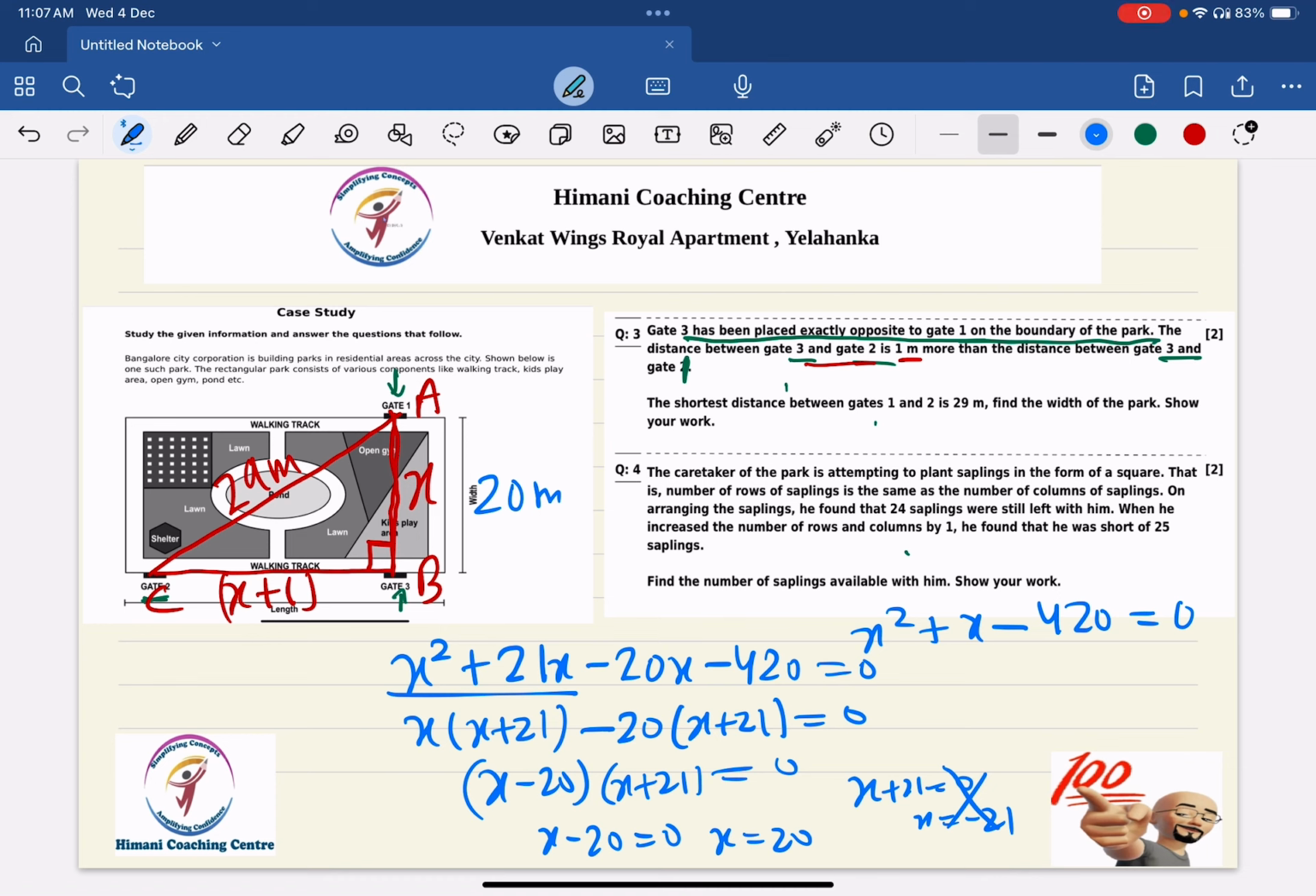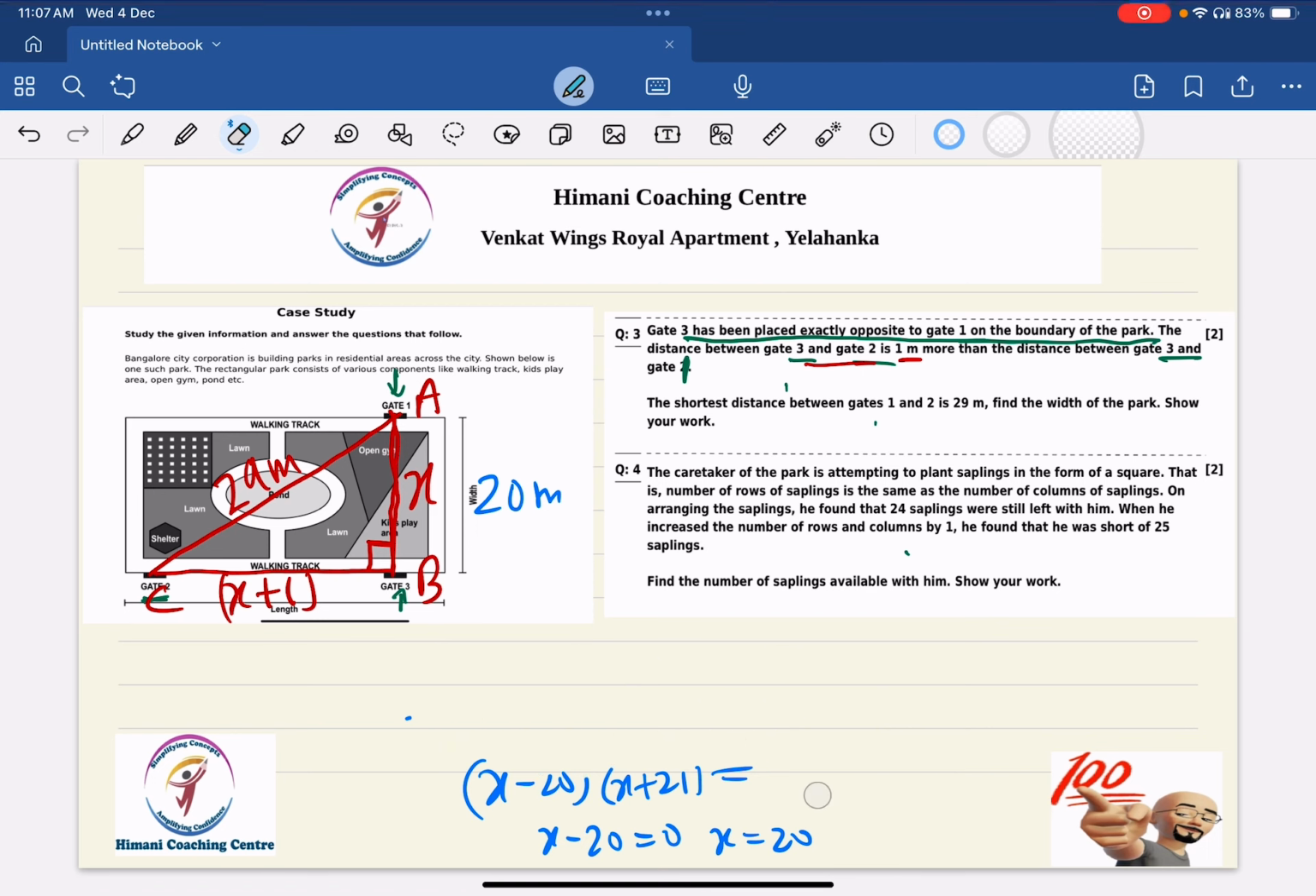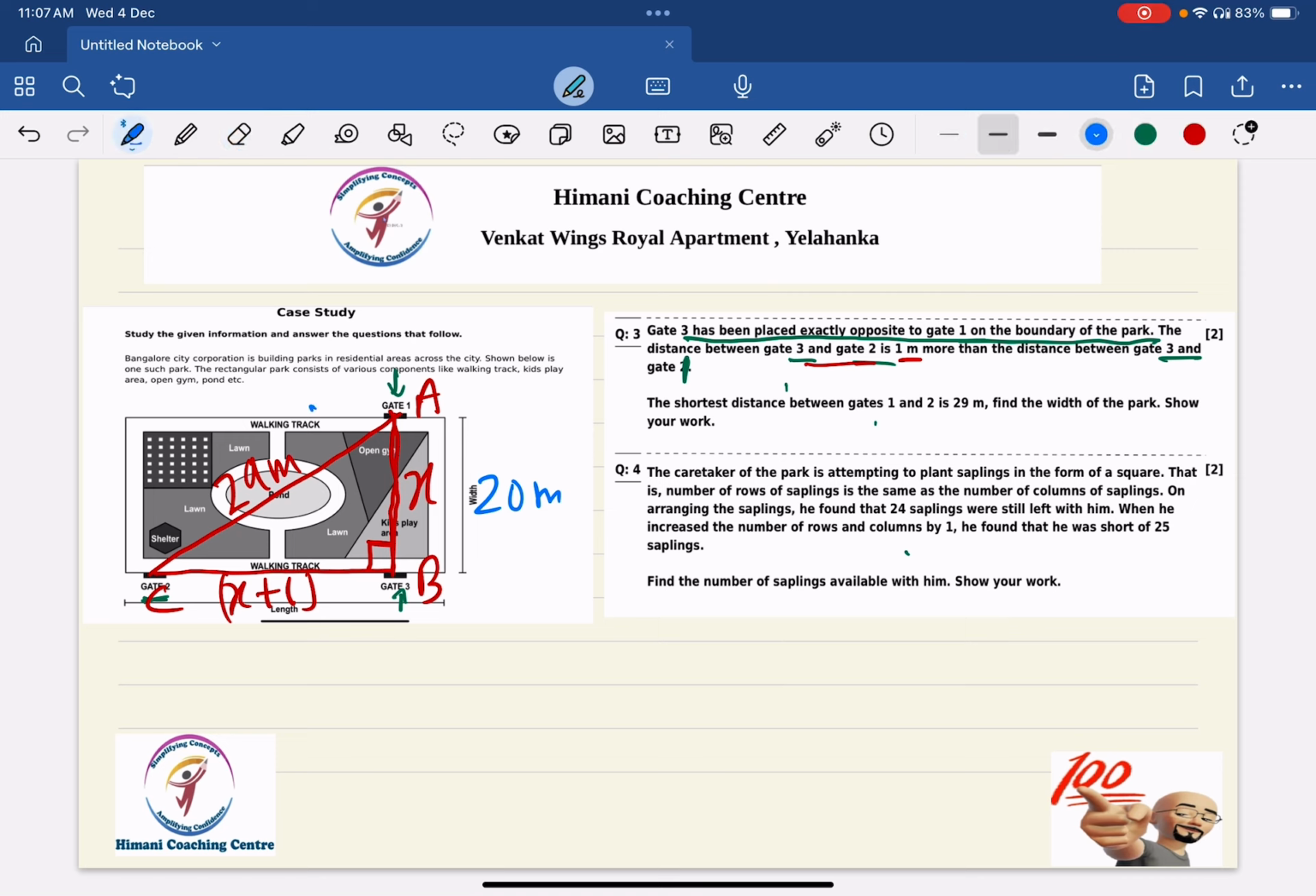Okay, now let me erase this. So we are done with this question. In fact, the role of this diagram also gets over. So let me see if I can remove this. No. Okay. Now, let us understand the question.